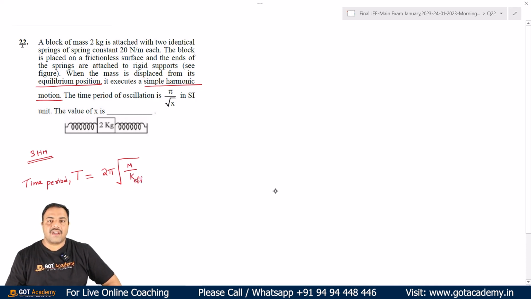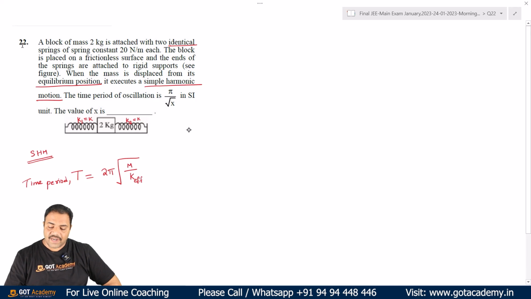Now look at this particular diagram. Is it in series or parallel? Both the springs are in series or parallel. So let this be K1 or both are K. Here it is saying identical, right? Both are K. So K1 and K2 both are equal to K only. Identical means both are having the same value. So in this connection, first of all you have to identify whether it is series or parallel. Then we can find out the effective spring constant.